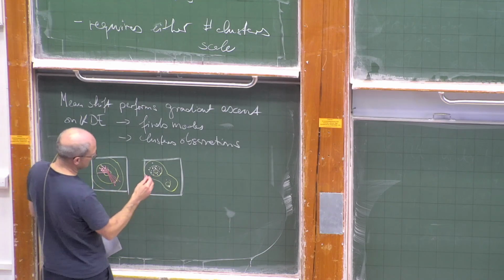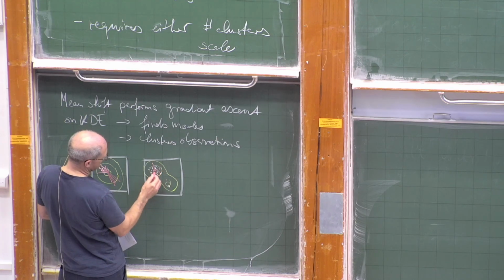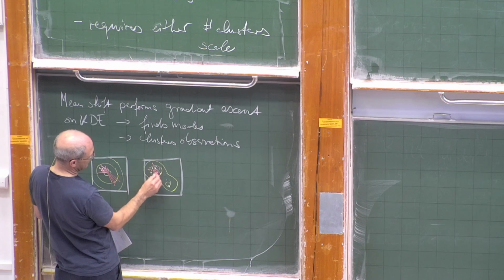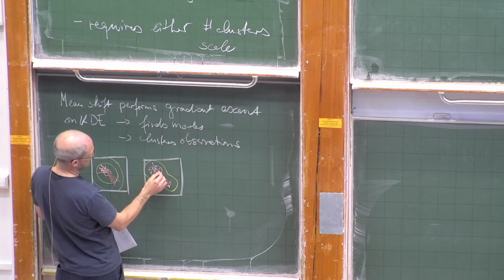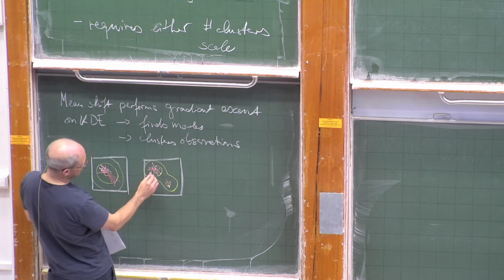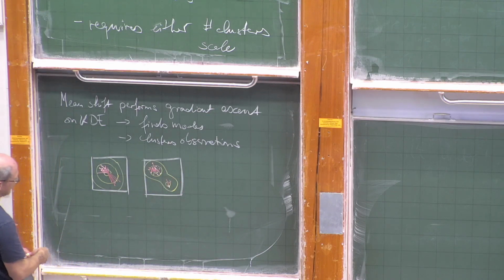Here the situation is different. Here points will walk. So these points will walk to this center, and those points will walk to that center. Okay, and these trajectories here look pretty straight, but in principle they can be curved also, depending on the precise shape.